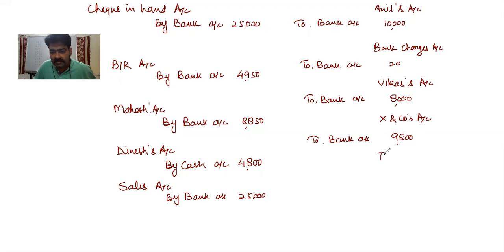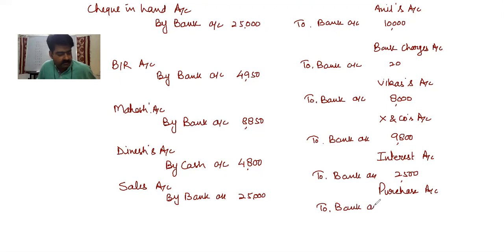Next, the treatment written is interest. So there is a need to prepare an interest account. And you can see the amount is written in the bank column. So interest account debit to bank, the treatment will come on the debit side, to bank account, 2,500 rupees. Next, you can see purchase is written. So we will prepare the purchase account. And again, you can see the treatment is written in the bank column. So purchase account debit to bank account, the amount will come 20,000.